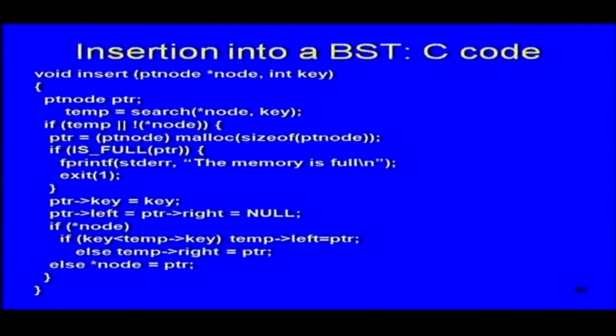So, what this algorithm actually does is you first search for a place, and if you have found the place you do the insertion. If you have not found the place, you go to the right subtree if the key is greater, and you go to the left subtree if the key is lesser.